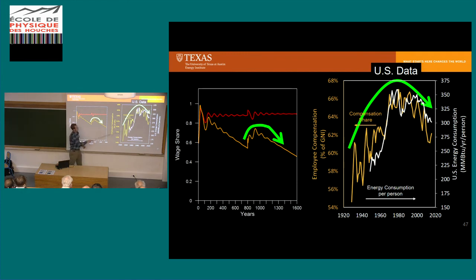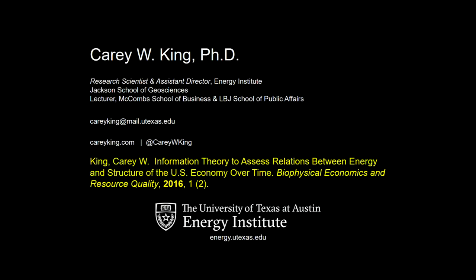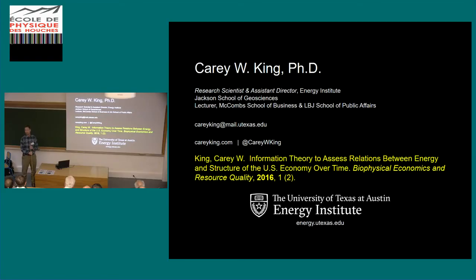Interestingly, this white line is the energy consumption per person in the United States, or total primary energy consumption per person. It also kind of follows this trend of compensation, so we can really start to ask if compensation is related to resource extraction. So that's the end of my presentation. Thank you.